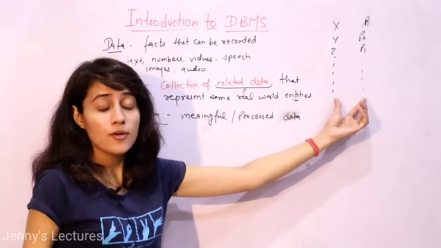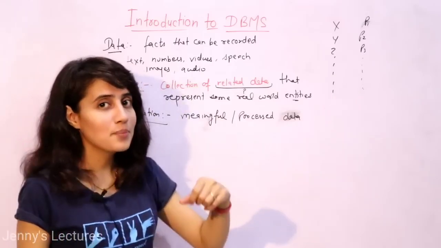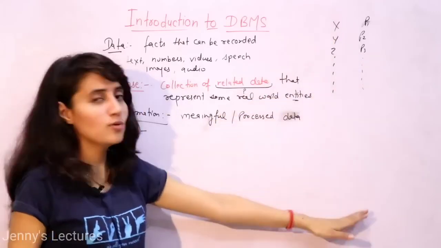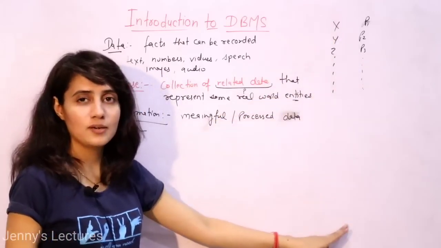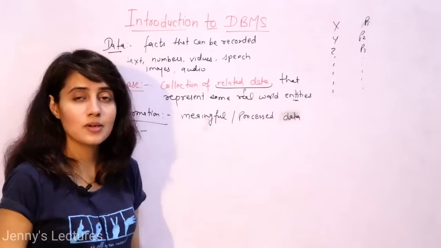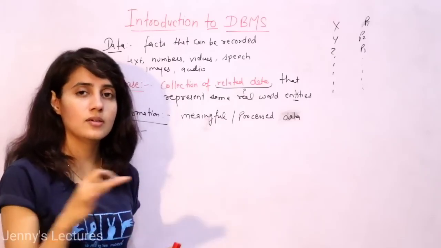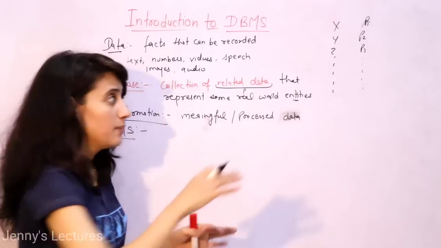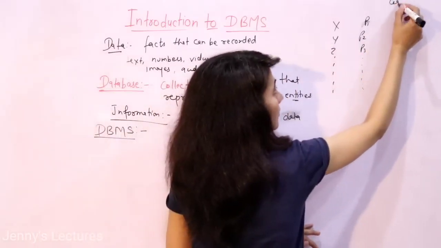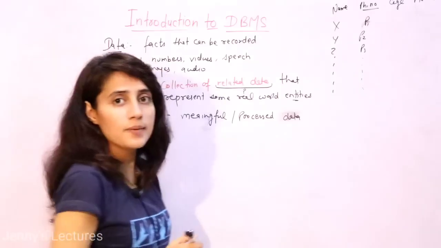Now where or how can you store this database? A simple example is, maybe on this board only I can write the names of 10 friends and I can write the phone numbers. Second case, maybe I buy a diary and write the phone numbers there. Suppose here I am storing the phone number as well as age and address. So this is a database.